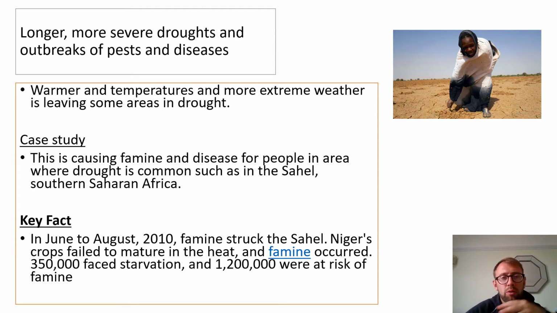So it's not quite completely dry, but what's happening is because we're seeing more extreme weather, more areas with time without rainfall, we're seeing more extreme droughts happening in these areas, causing the loss of vegetation, so there's an environmental impact there, but also it means lots of farming. People who do farming in those areas are losing out on food because their crops are dying because of the really dry conditions. In 2010, a famine struck the Sahel. In Niger, crops failed to mature in the heat, and a famine occurred. 350,000 people faced starvation because of a lack of food.